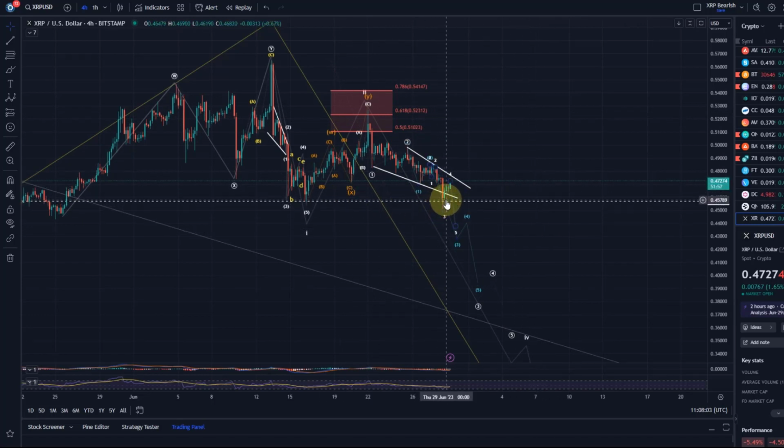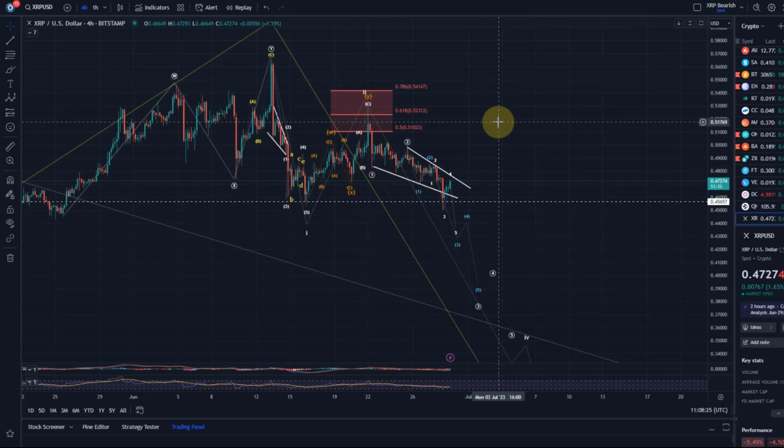We didn't get a sustained break below support. So we have to expect at any point also a larger bounce. But as long as resistance, which is still relevant here, stays in place, as long as we don't go above 54.1 cent, I think the focus can still be further on the downside.